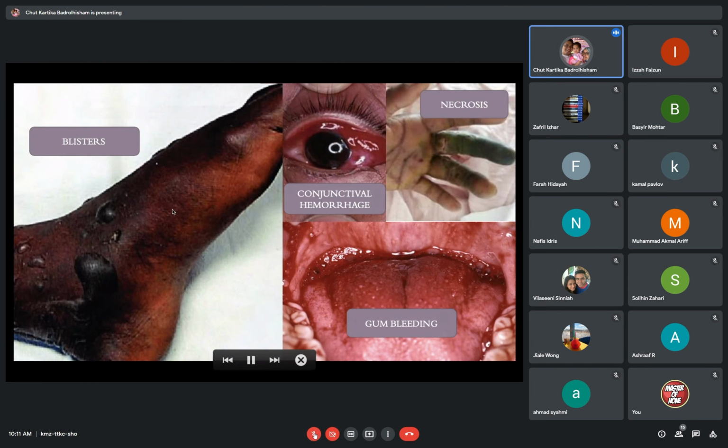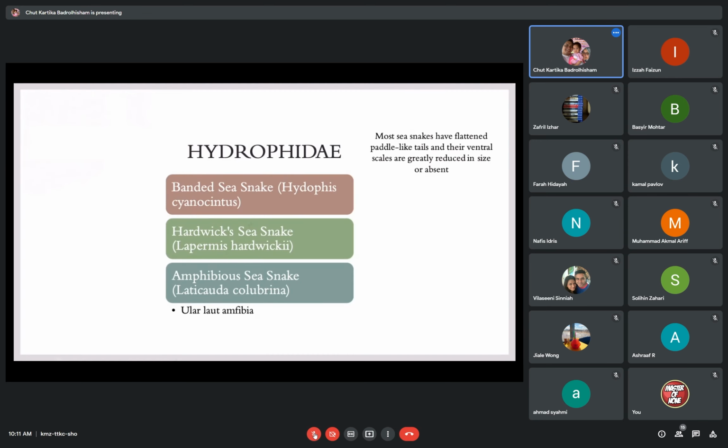Okay, these are the pictures. Local effects may develop very tense pain, swelling, blisters, and also necrosis. And then there is also conjunctival hemorrhage, gum bleeding, and other bleeding.